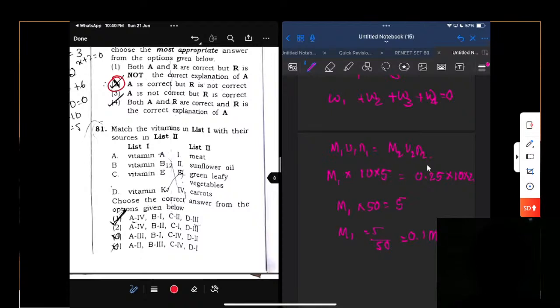81. Match the vitamins in list 1 with their sources in list 2. A corresponds to carrots, correct. For the fourth one, among these two, one is the correct option. Vitamin B12 will be present in meat. So B corresponds to 1. So option A is correct.